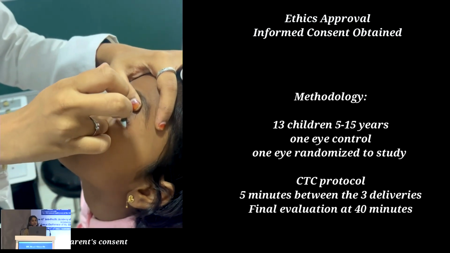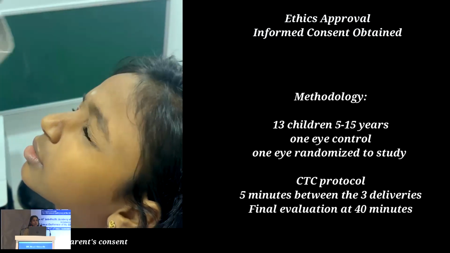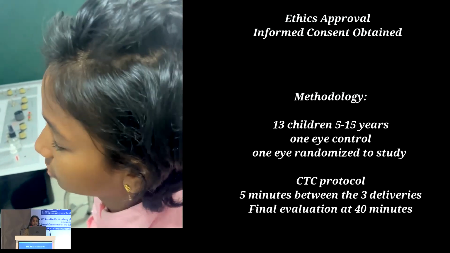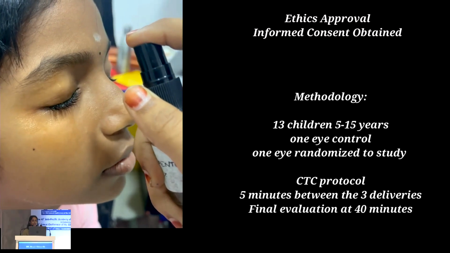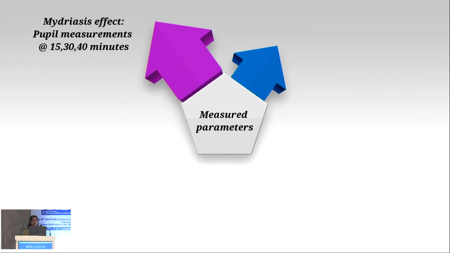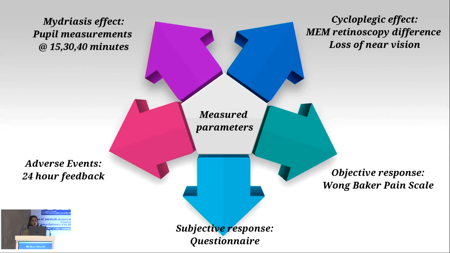So after ethics committee approval, we recruited 13 children with a mean age of 8 years. One eye went into control, so the child was put on drops, and the other eye was randomized to the study, which was the spray. Here you can see the spray being applied. The spray was applied at 5 minutes interval. The parameters that we looked at were mydriasis, cycloplegic effect, the objective response, the subjective response, and the adverse events. We looked at pupil measurements, MEM retinoscopy, Wong-Baker pain scale, and questionnaires for the other 2 parts.